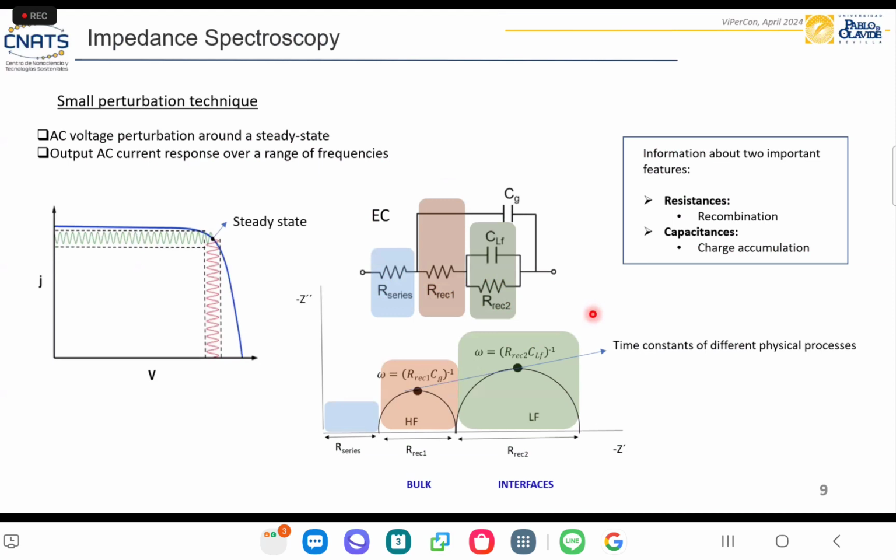Because I mentioned the impedance spectroscopy, I will just make a super brief intro about this technique. It's a small perturbation technique, which means we are perturbing the system with an AC voltage around a steady state point. And we are registering the output AC current over a range of frequencies, okay? So what we obtain is the impedance spectrum that is giving us, ideally, two well-defined arcs.